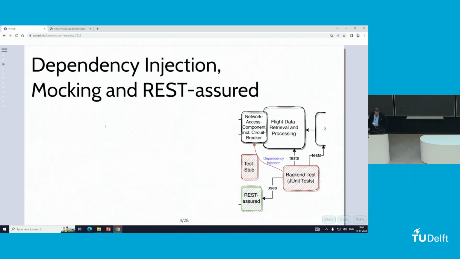So the next thing that we're teaching in the course, or the first real testing techniques we're teaching in the course, is dependency injection, and mocking, and Rest Assured. So who here in the audience is familiar with the term dependency injection? Okay. Some, or this is really interesting.